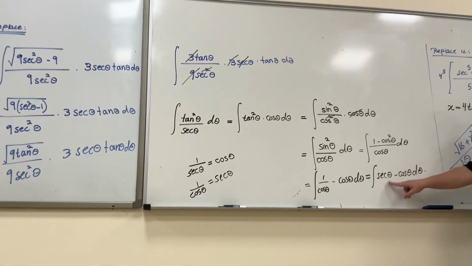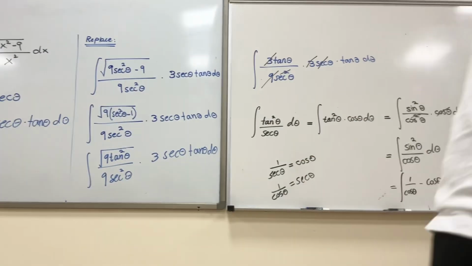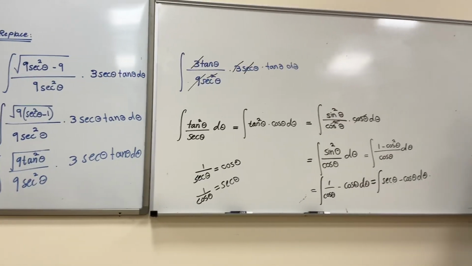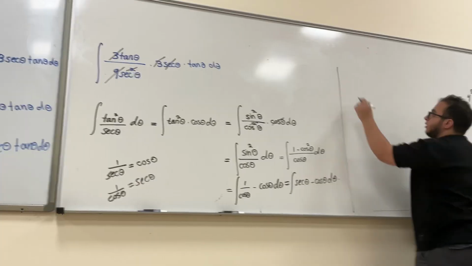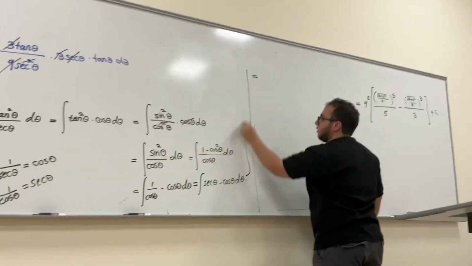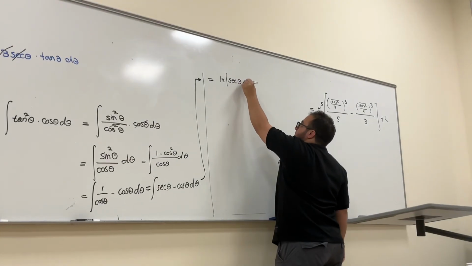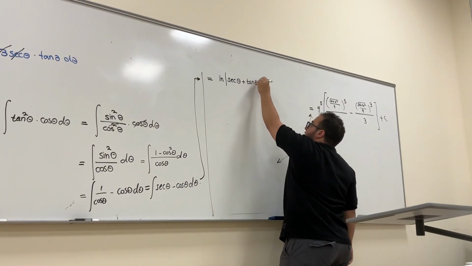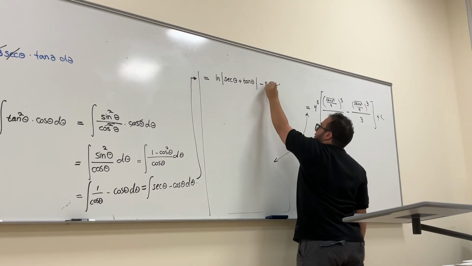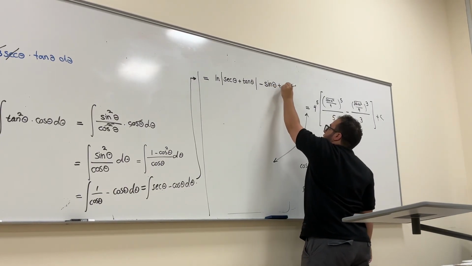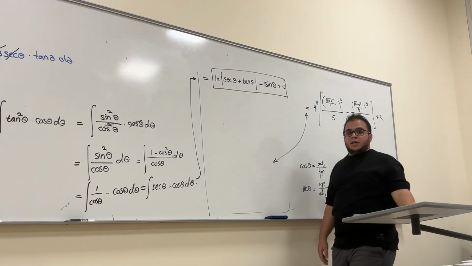This is easy to integrate, this is easy to integrate. I'm done. So now what do I have? What is the integration of secant? It's the rule we discussed. It is ln of secant theta plus tan theta, minus the integration of cosine, which is sine, plus c. But I cannot stop here.